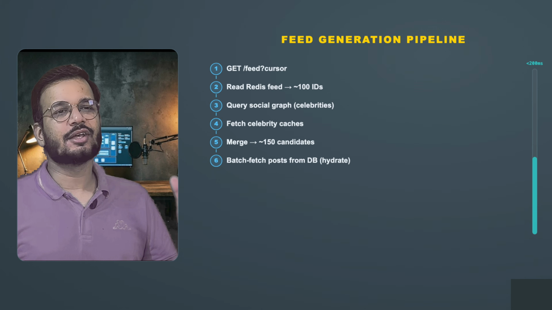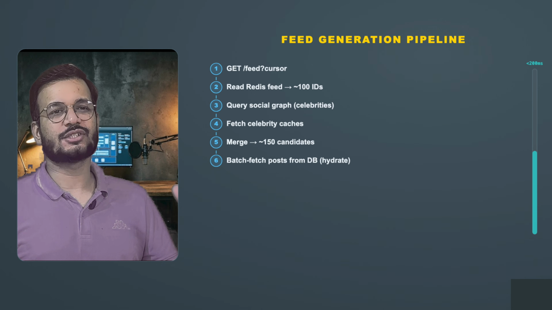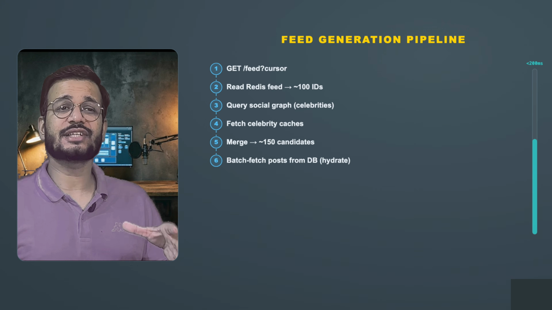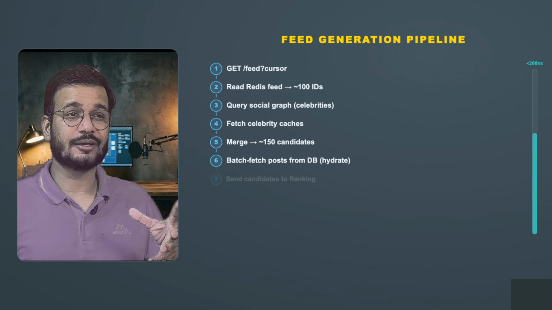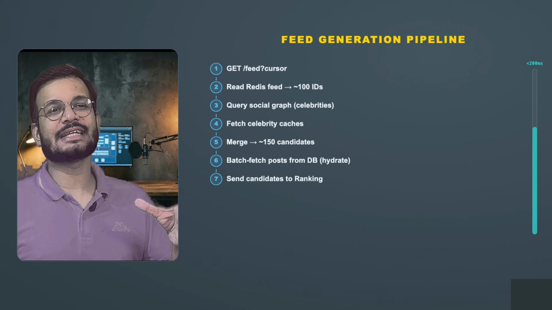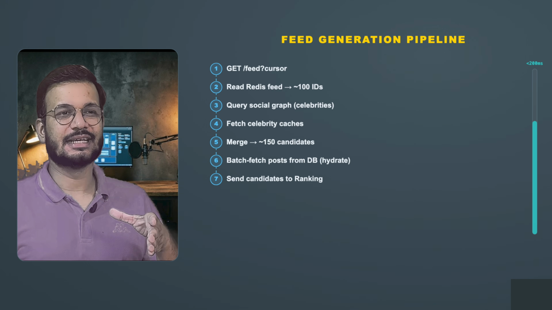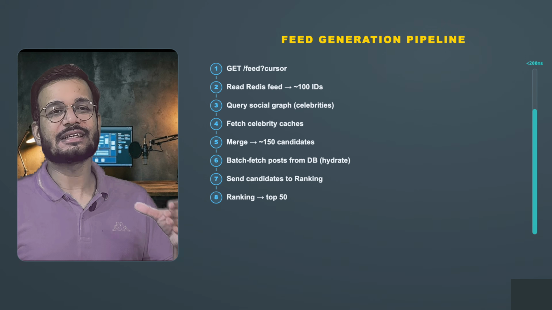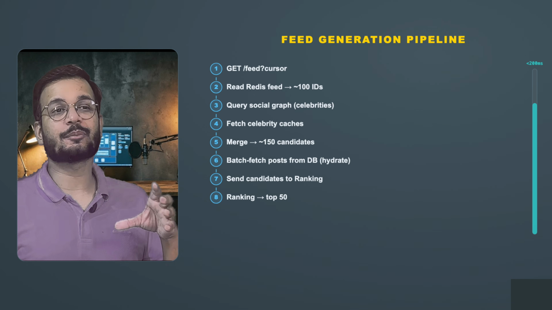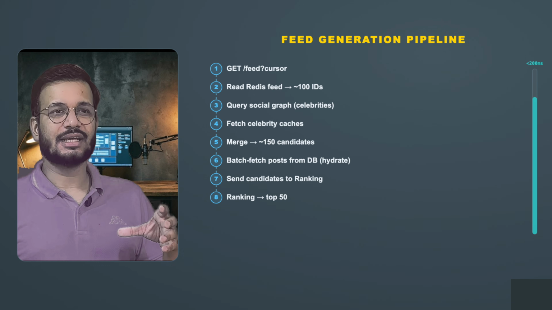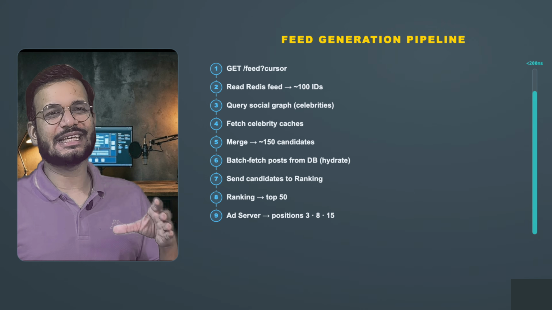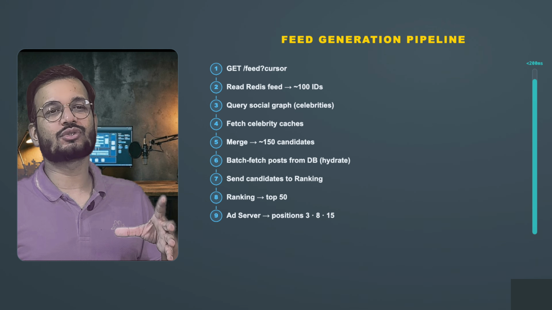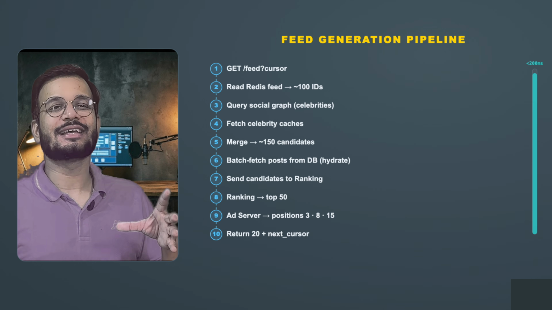Now we have around 150 candidates. In step 6, we batch fetch the full post objects from the post DB. We only stored post IDs in Redis to save memory. Now we hydrate them. Then step 7 is send candidates to the ranking service. And step 8, the ranking service returns the top 50 ranked posts. After that, we go to step 9, where we call the ad server and insert ads at positions 3, 8 and 15. And in step 10, we return 20 posts to the client with a cursor for the next page.